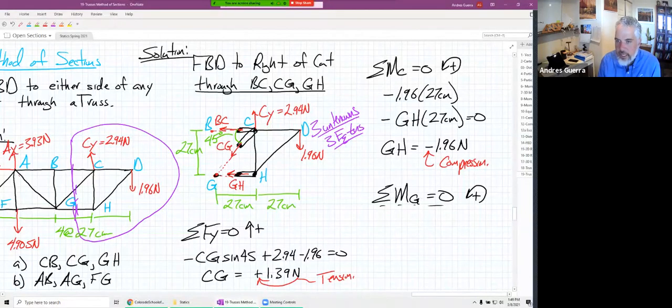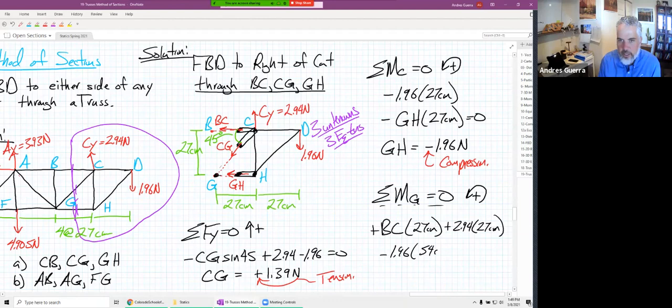And so we're going to have a BC. I'm summing moments about G. BC is going to be positive, and it's 27 centimeters. And then CY is going to be in there, and that's going to be positive 2.94, also times 27 centimeters. And then we're going to have a minus 1.96 times 54 centimeters. That's everything that's causing a moment about point G. And we're going to find BC is equal to a positive 0.98 newtons.